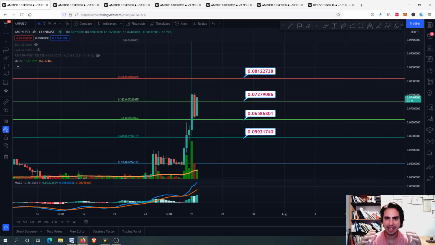Today we have the AMP daily update, so we are going to see the next price target as well as some strong support levels.